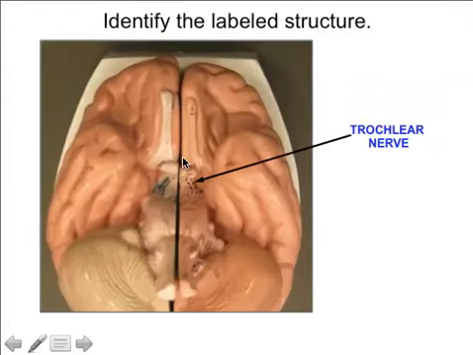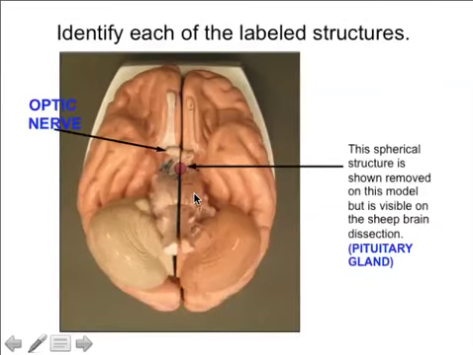Down here you can see the trochlear nerve, which is responsible for eye movement. Okay, it's a little bit difficult to see here. Remember that these two sides of the brain, this is the superficial side, this is the deeper side, and the trochlear nerve would be right about here. Remember that there are 3 nerves that move the eyeball: the trochlear nerve, the abducens nerve, and the oculomotor nerve. Here you can see the optic nerve.